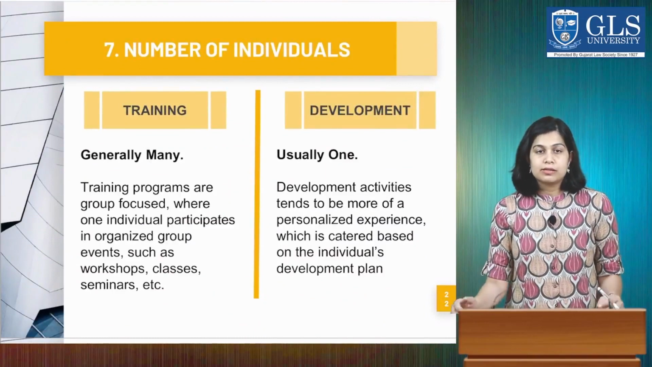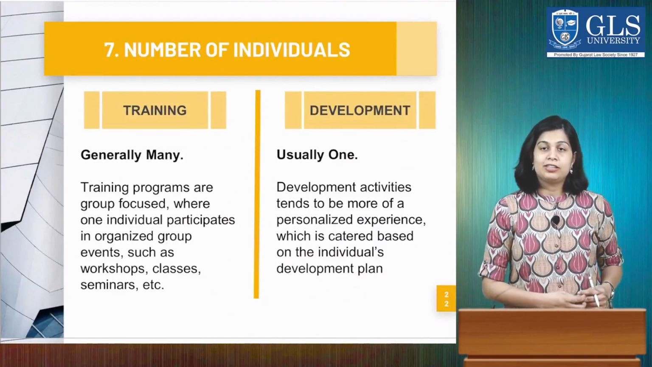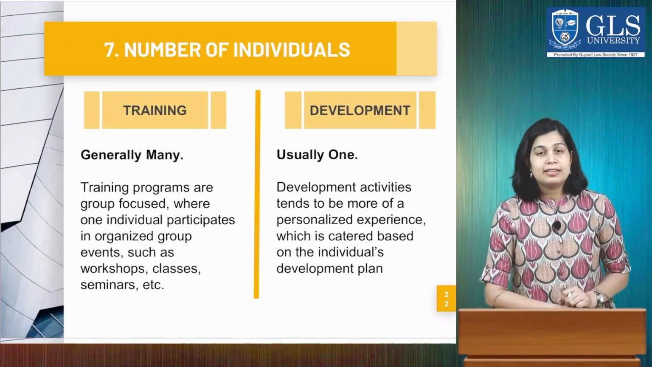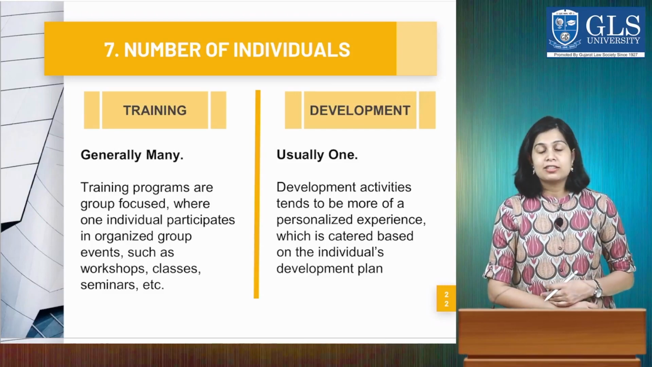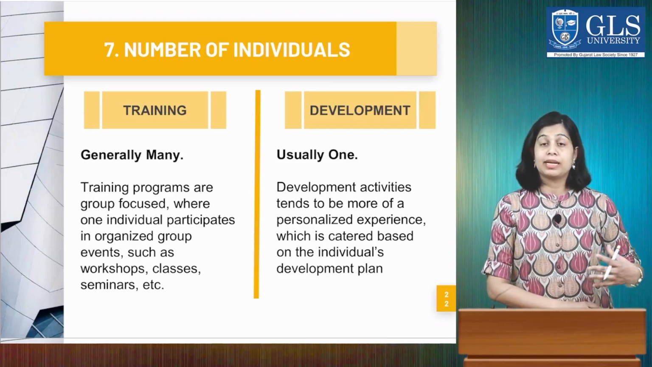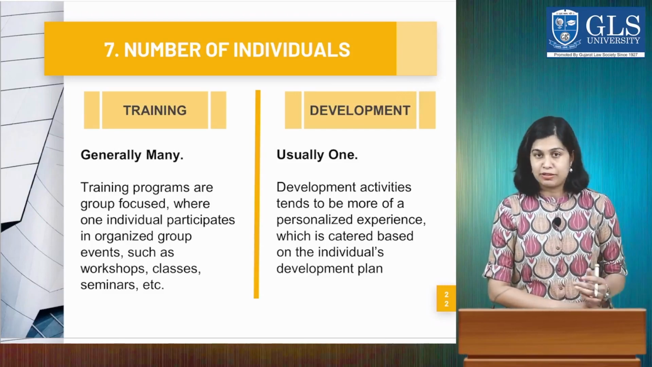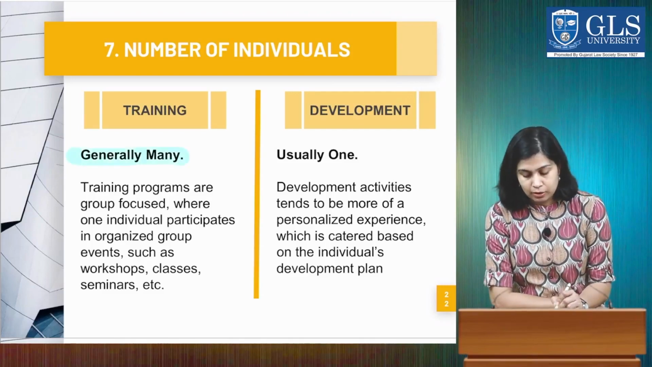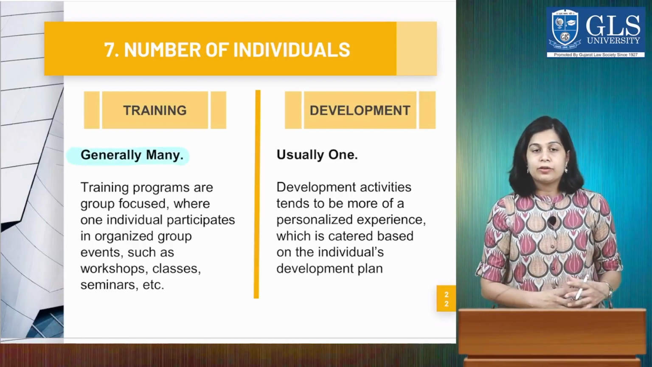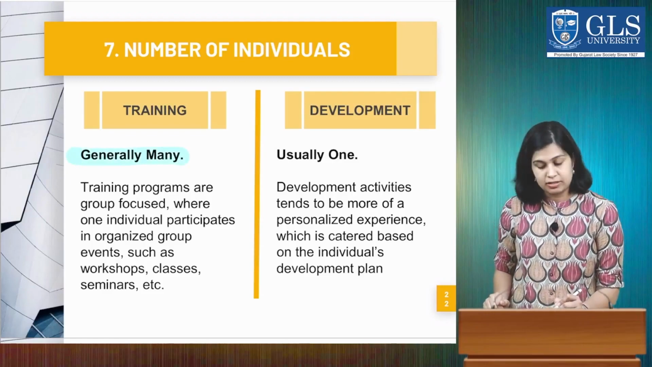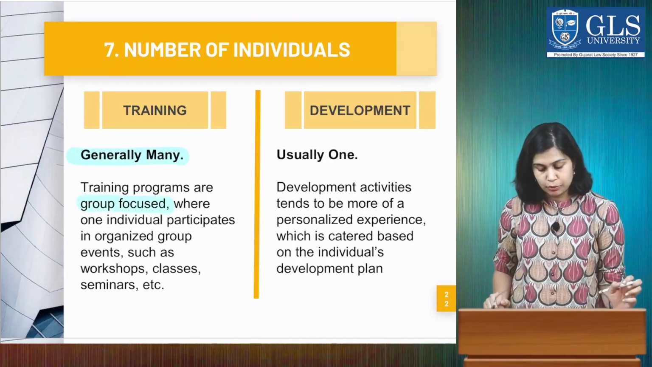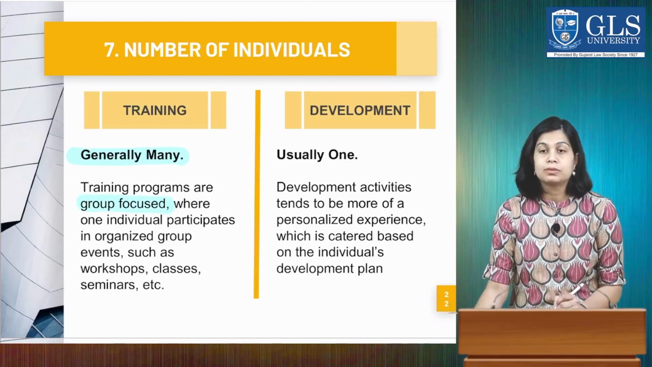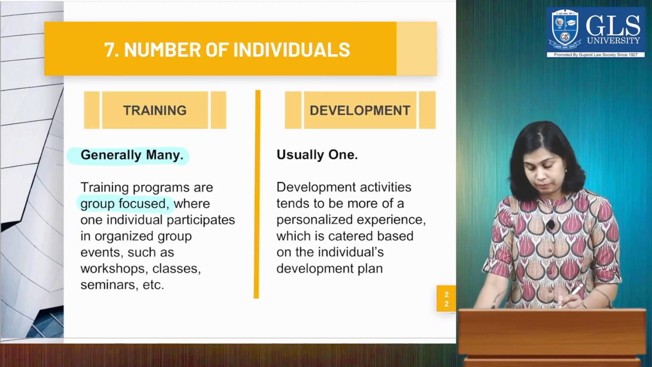Number of individuals: training is usually group focused. You can train a lot of people together. Organizations like TCS, Infosys recruit a large number of people together, mass recruitment through campus recruitments, right? So when a lot of freshers come together, the training is given to the entire group together by a specialized instructor. So training programs are group focused, organizing group events such as workshops, classes, seminars, and so on.